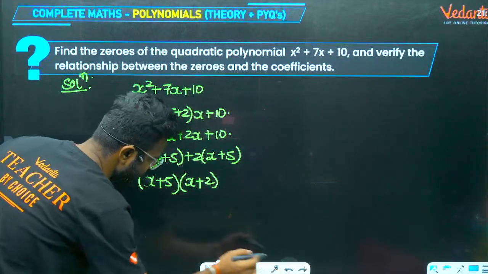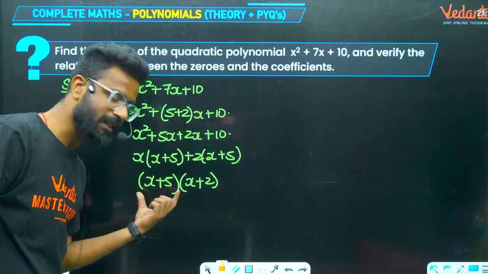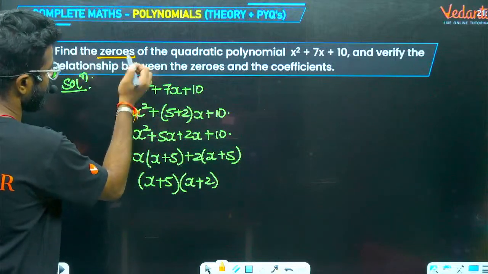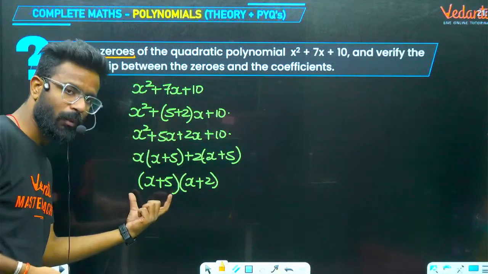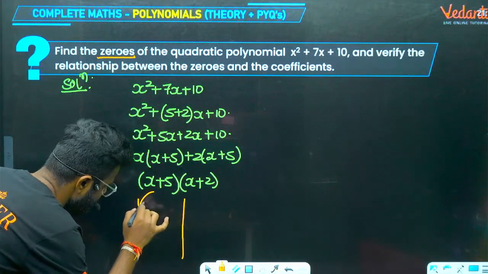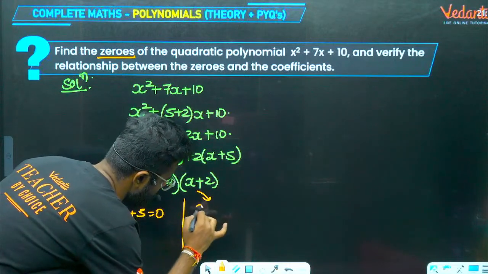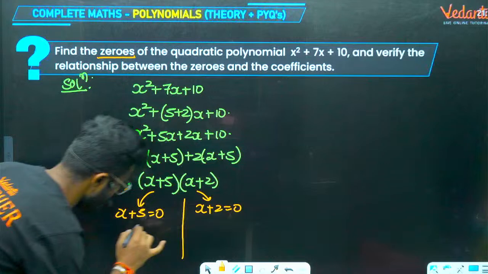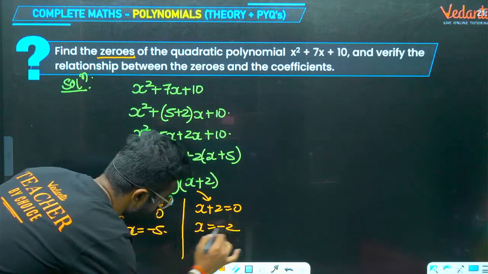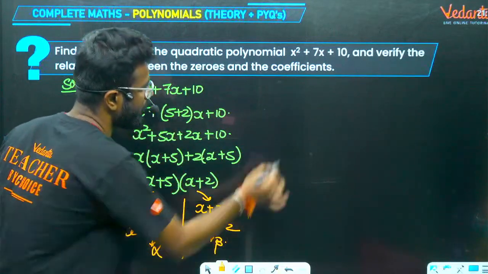X plus 5 equal to 0, because these are factors. But what do we have to find here? Find the zeros. For zeros, you have to equate these factors to 0. Okay, sir. So x plus 5 is equal to 0 and x plus 2 is equal to 0. X is equal to minus 5 and x is equal to minus 2. This is alpha and this is beta.